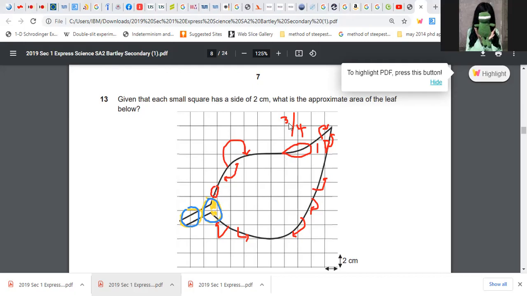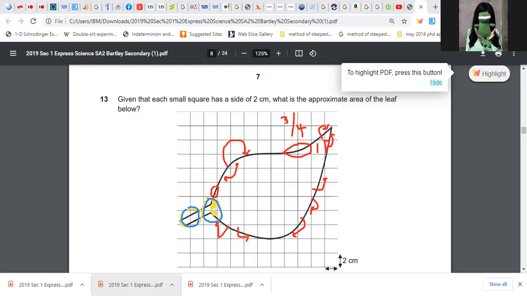Because when we calculate this one 3 over 4, this one may not fit a perfect square, okay? Everything may not be a perfect square, okay? Why do you need to divide by 4? Because each square is 4 cm square. Yeah, but this leaf may not fill up all the perfect squares, okay? Maybe 3 quarter or something. So cannot use that method. Okay, what method can you use?